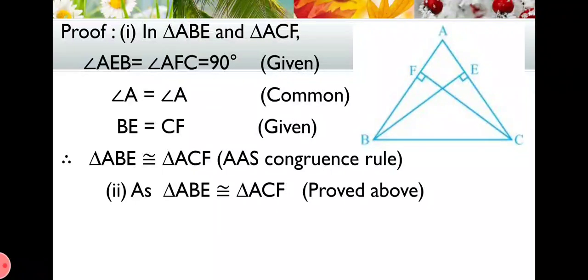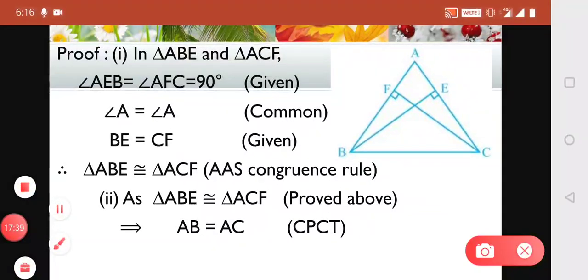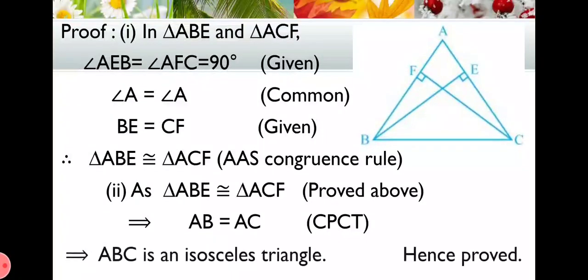Now, second proof: as triangle ABE is congruent to triangle ACF, which we have proved in proof number 1, it implies that AB equals AC. Now, we have proved the congruency of both the triangles, so we get by CPCT that AB equals AC. This implies that ABC is an isosceles triangle. Hence, proved.